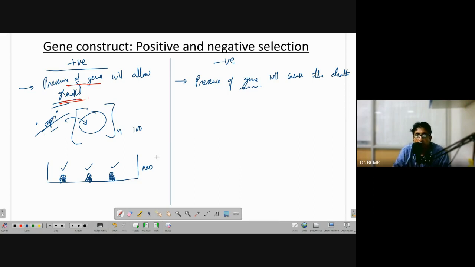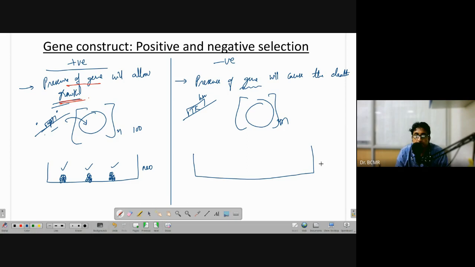Positive selection. In the negative selection, say, for example, we give thymidine kinase from HSV, herpes simplex virus, to cells, several of them, in a similar setup, everything the same, except that now we are growing the cells in something like ganciclovir. Ganciclovir is a prodrug, which means if it is acted upon by thymidine kinase, it will form a toxic compound, and the cell that has this toxic compound will die.